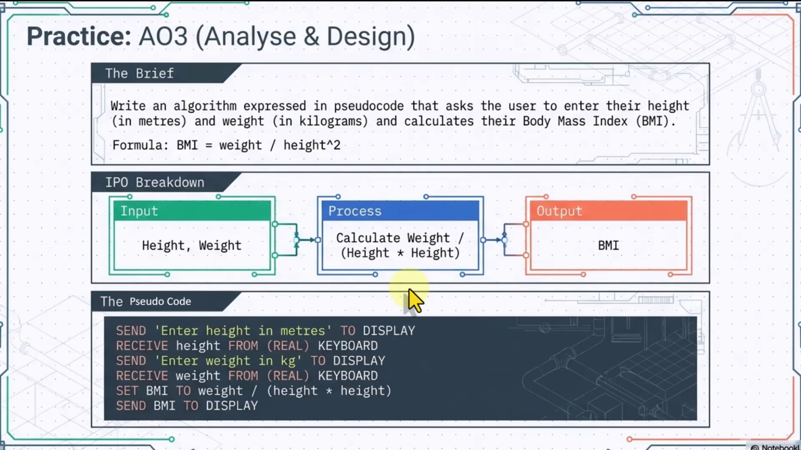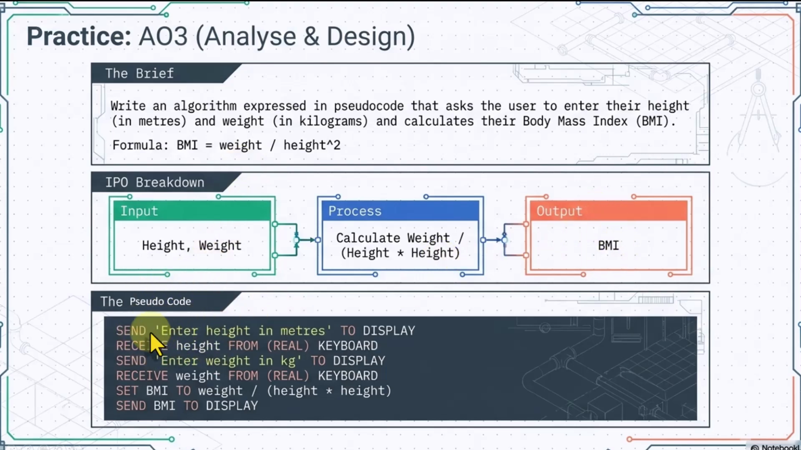Then write an algorithm expressed in pseudocode that asks the user to enter their height in meters and weight in kilograms and calculates their body mass index, BMI. Okay, and the formula for BMI is weight divided by height to the power of 2. Okay, so see, the IPO breakdown. Here we are defining our input, process, and output. What inputs do we need? That is height and weight. What should be processed? Calculate the weight divided by height multiplied by height, and output the BMI. And finally, that is our pseudocode.